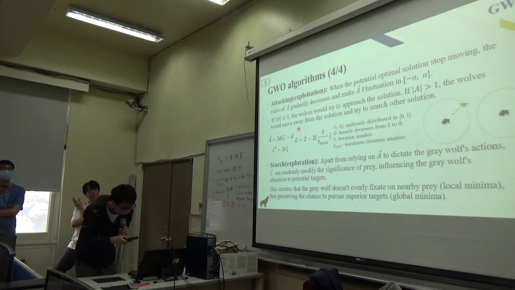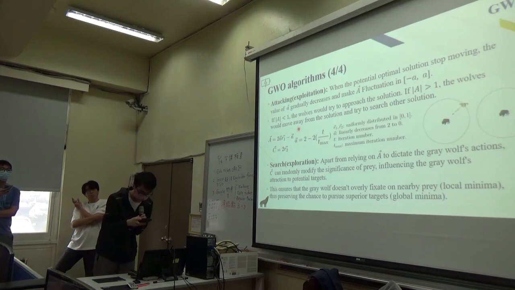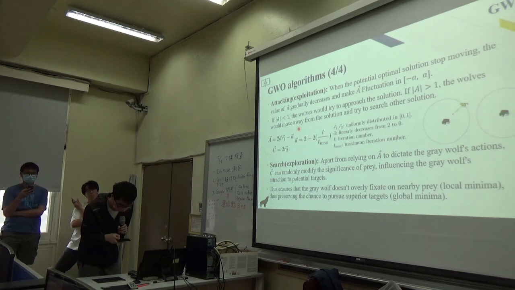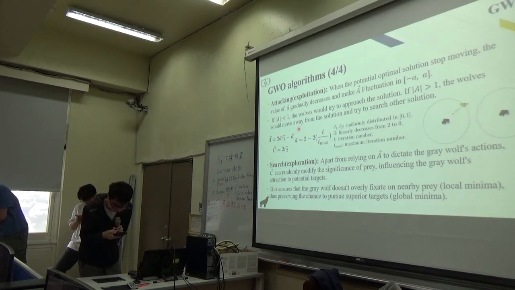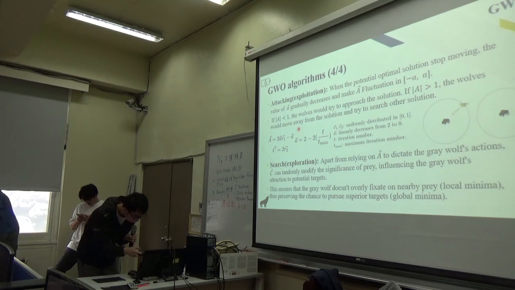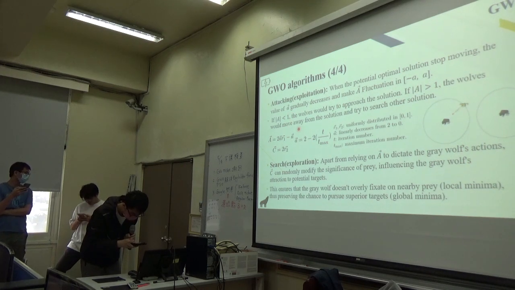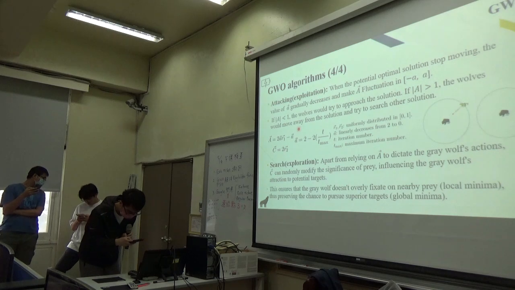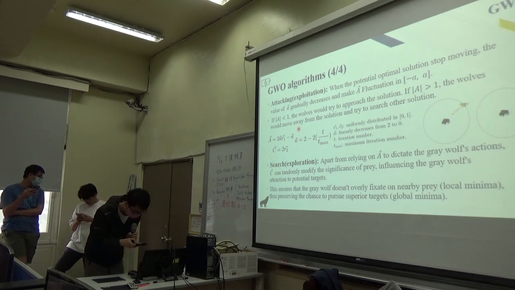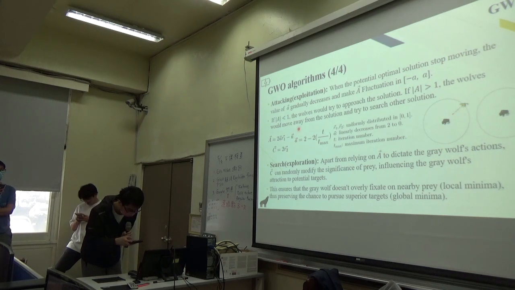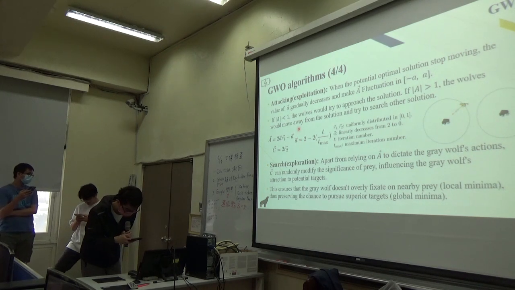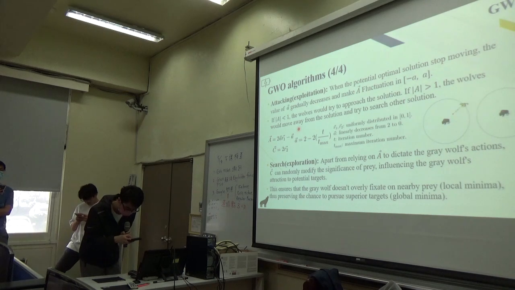Then, in the searching phase, apart from relying on the capital A to dictate the gray wolf's actions, capital C can randomly modify the significance of the prey. It influences the gray wolf's attraction to potential targets. Similar to the attacking phase, if the capital C is bigger than 1, the prey will be more attractive to the wolf. Otherwise, if it's lower than 1, the wolf will have lower interest in the prey.